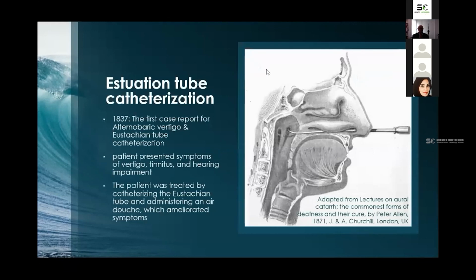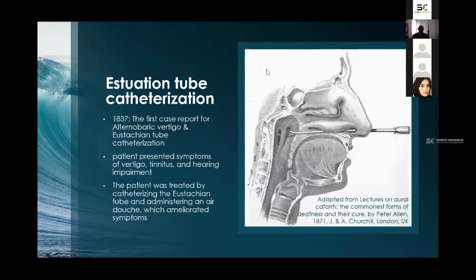Eustachian tube catheterization can be used for diagnosis and therapeutic purposes. The first case of alternobaric vertigo and Eustachian tube catheterization was reported by Nicolas Delot in 1837. He described a patient who presented with vertigo, tinnitus, and hearing impairment. He treated the patient by catheterizing the Eustachian tube and administering an air douche, which relieved symptoms.